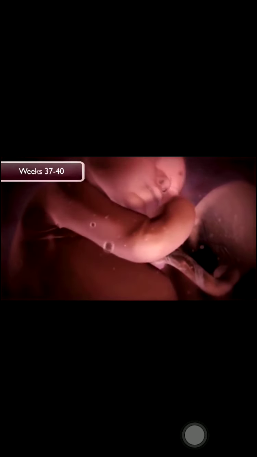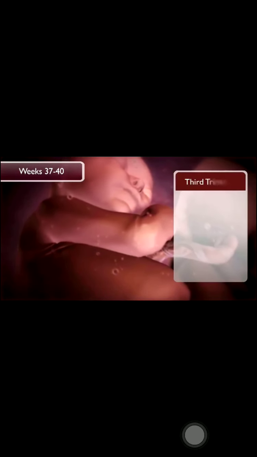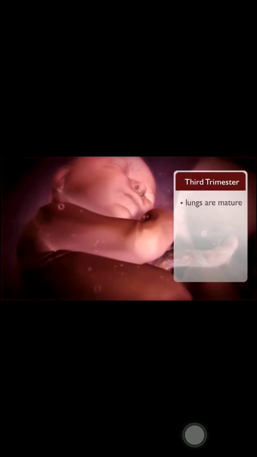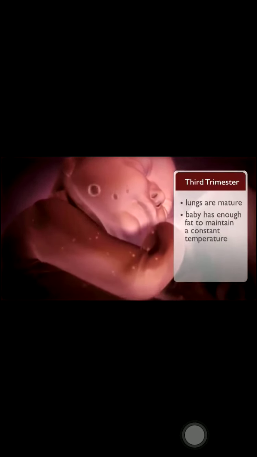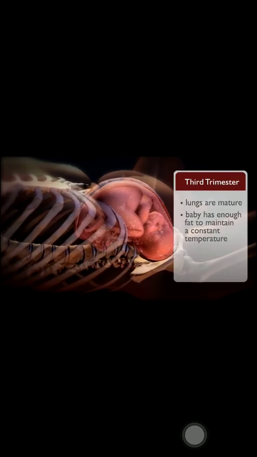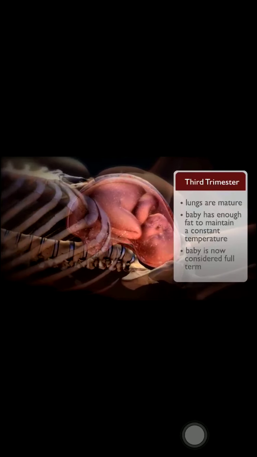At 37 to 40 weeks, 35 to 38 weeks after conception, the baby's lungs are mature and it can grasp something. The baby has enough fat to maintain a normal, consistent body temperature. The baby is now considered full term and normal gestation ends.